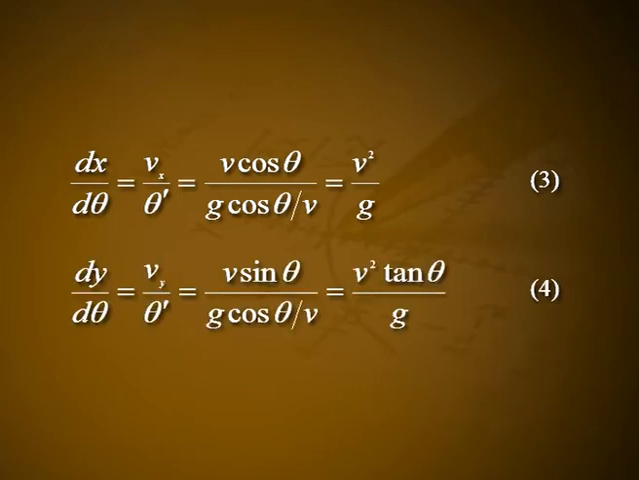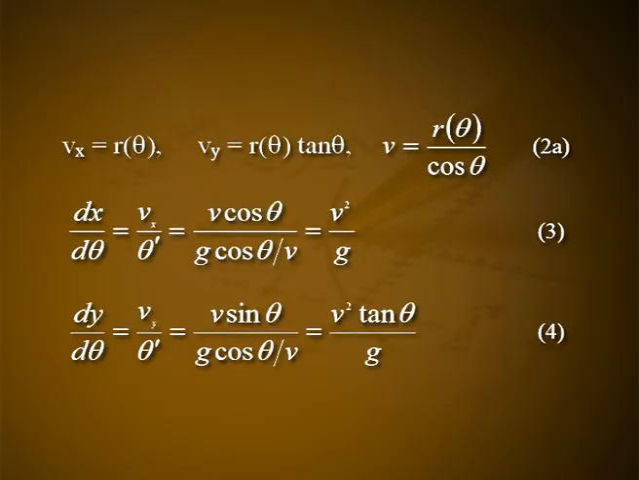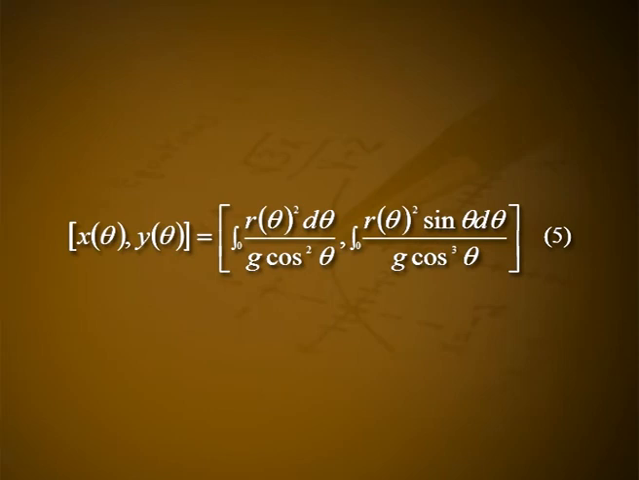Similarly, dy by d theta is equal to Vy by theta dash, which is equal to V sin theta by g cos theta by V, which is equal to V square tan theta by g. Combining equation 2a with 3 and 4, we obtain the coordinates parametrically in terms of theta, that is x of theta comma y of theta is equal to integral r theta square into d theta by g cos square theta, integral r theta square sin theta by g cos cube theta into d theta.